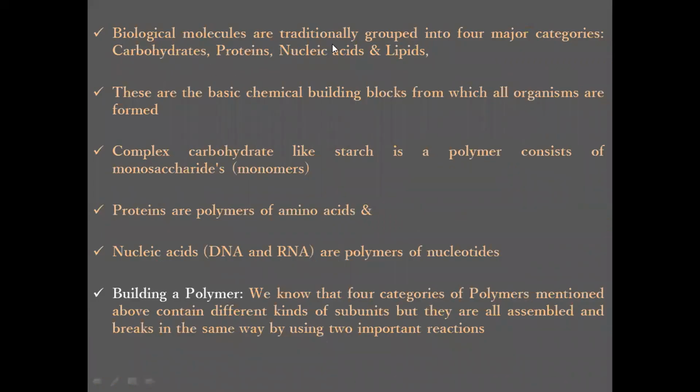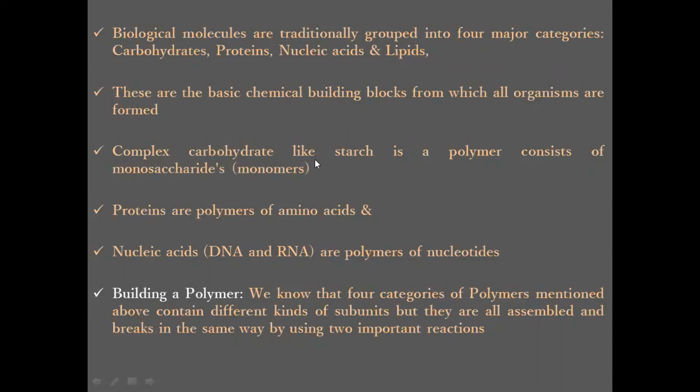Biological molecules are traditionally grouped into 4 major categories: carbohydrates, proteins, nucleic acids, and lipids. These are the basic biological molecules formed by living organisms. These are also known as primary metabolites because they are involved in the basic structure of an organism. These are the basic chemical building blocks from which all organisms are formed.